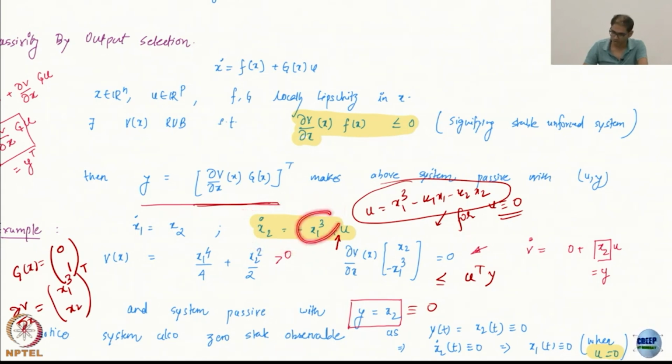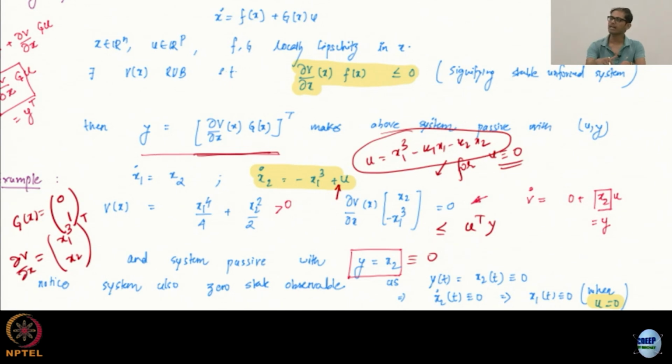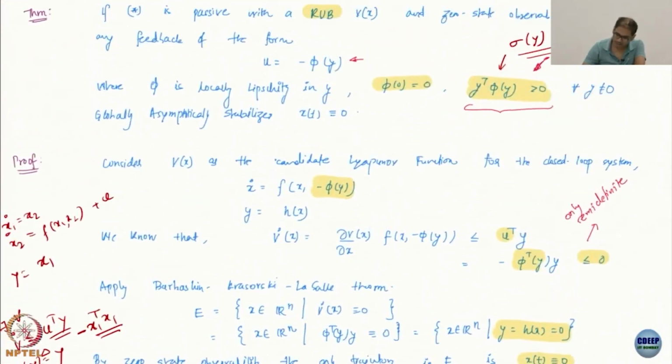Because if x1 is non-zero, and anyway there is no control, then x2 will move away from the 0 value. Therefore, you cannot stay in this set y equal to 0. So the only way this can happen is if x1 is also 0. Therefore, we have just shown that the largest invariant set inside y equal to 0 is both x1 and x2 equal to 0. Makes sense. So this y is not just giving us passivity, but also zero state observability. So you know pretty much immediately that I can apply this theorem.